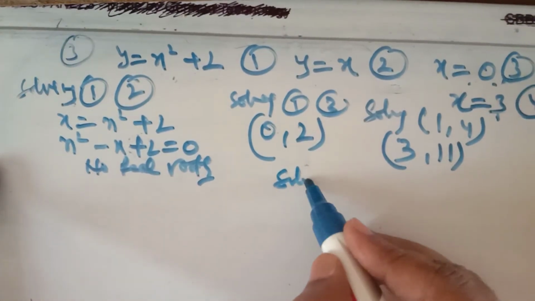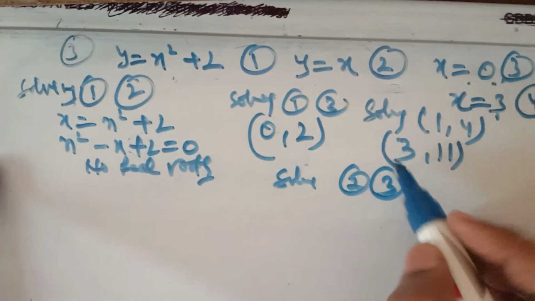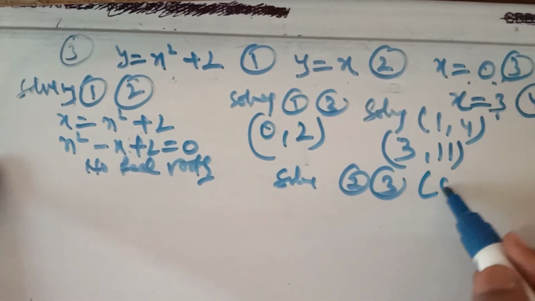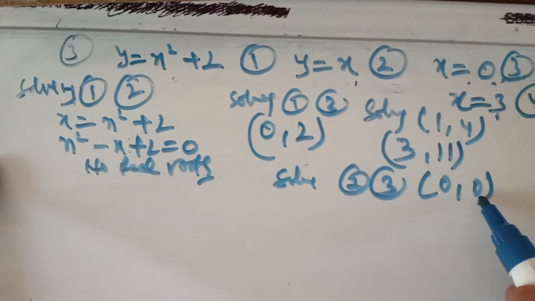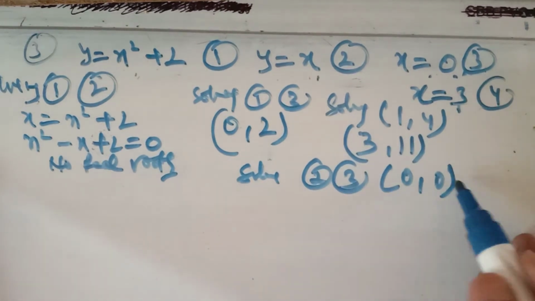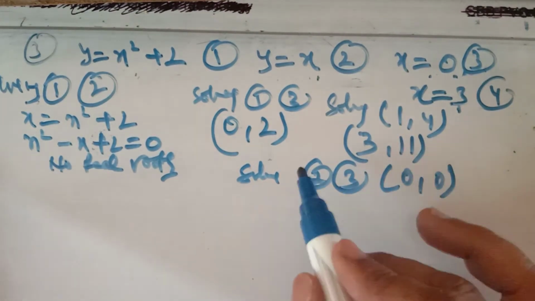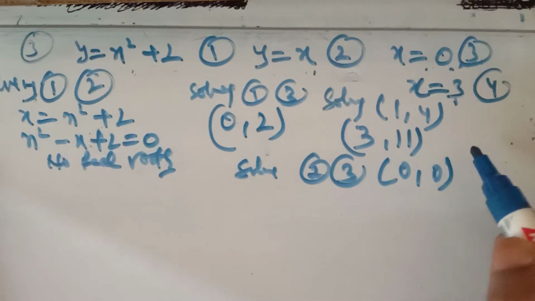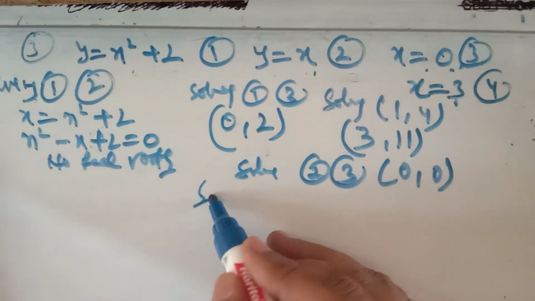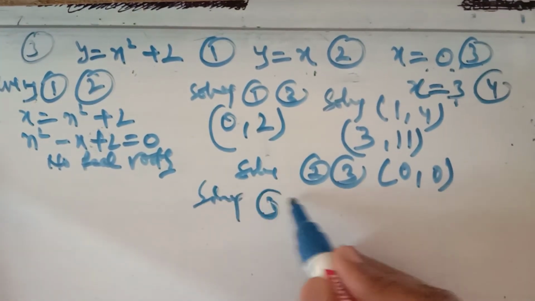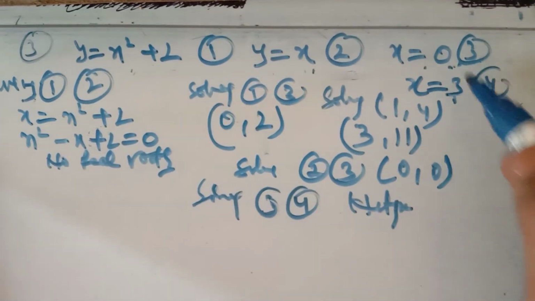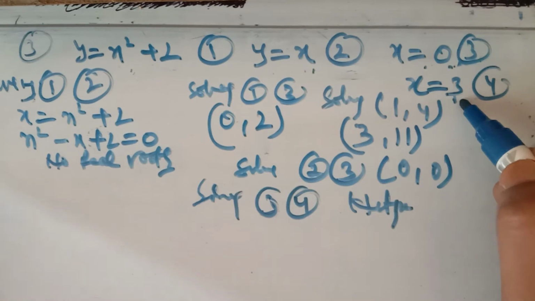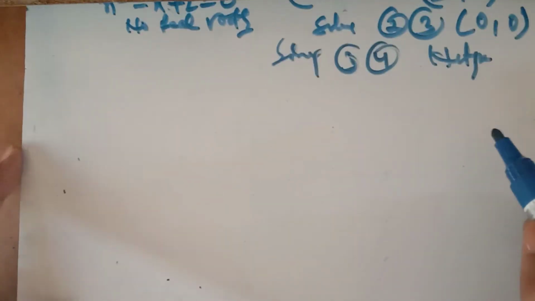Then after that, solve equations number 2 and 3, that is x = 0 and y = x, meaning the y-axis and the line y = x intersect each other at (0, 0). The point of intersection is somewhat difficult to sketch, but the integration is very easy. Then solving the third and fourth is not possible, because this is the y-axis and x equal to 3 is a line parallel to the y-axis, and they cannot intersect. Now observe this very carefully.